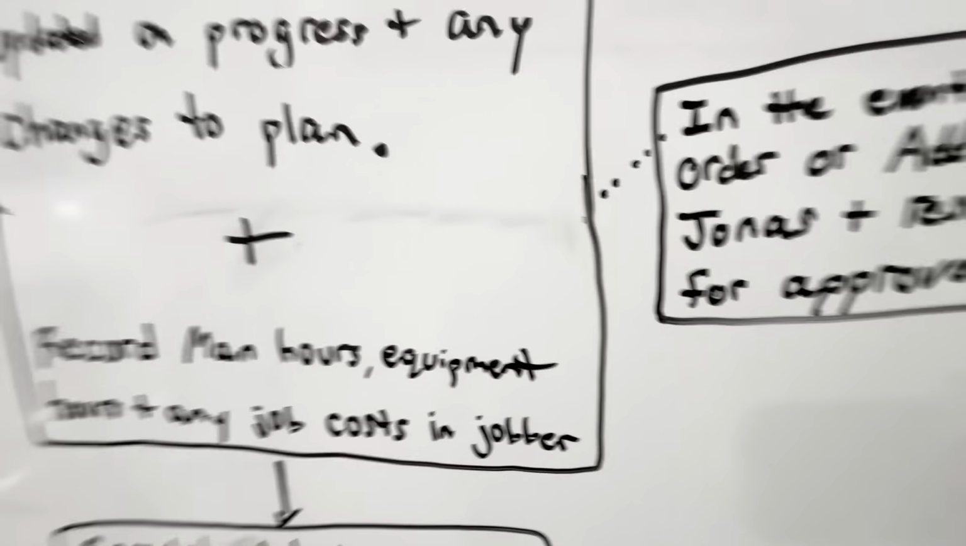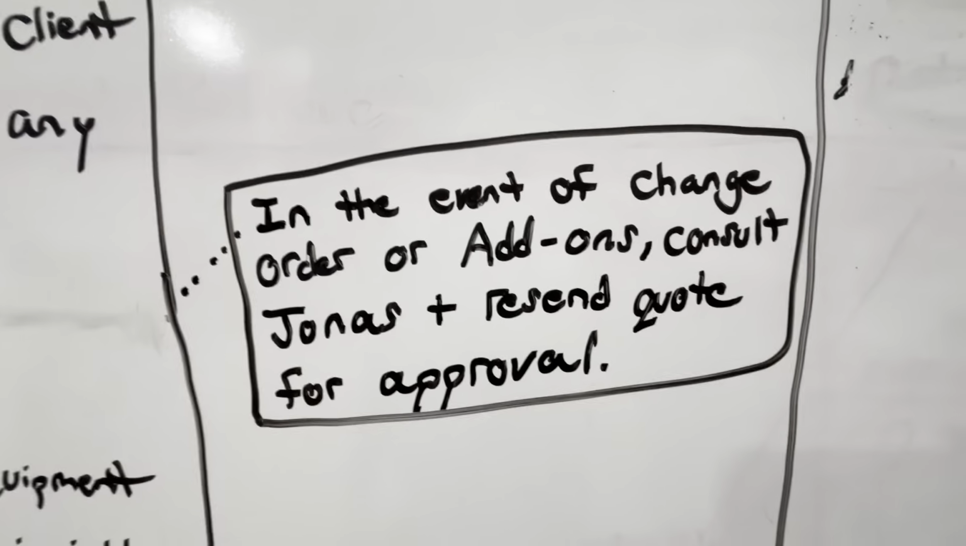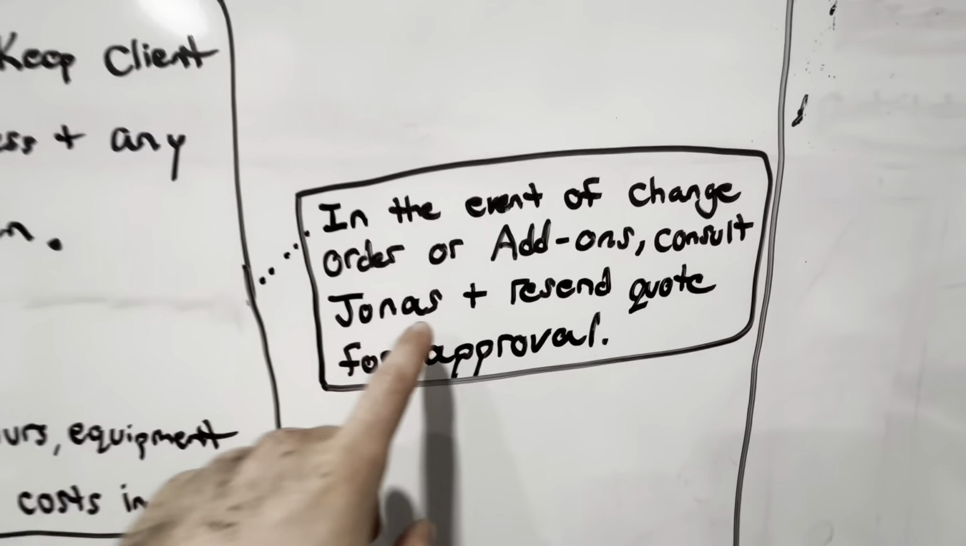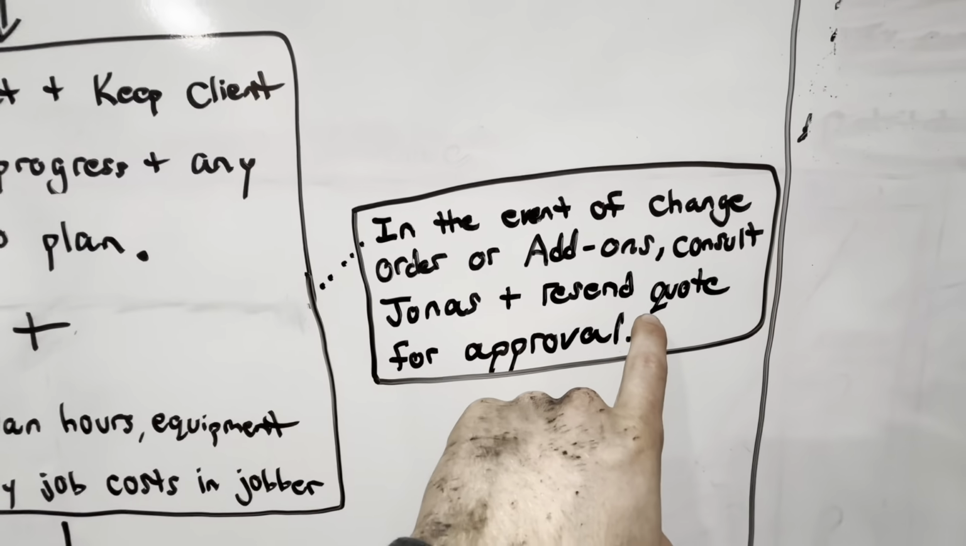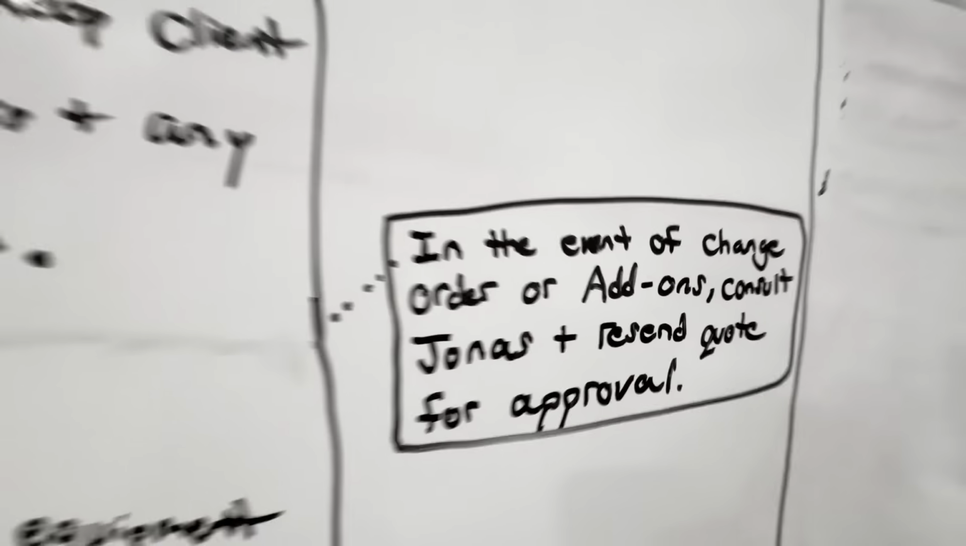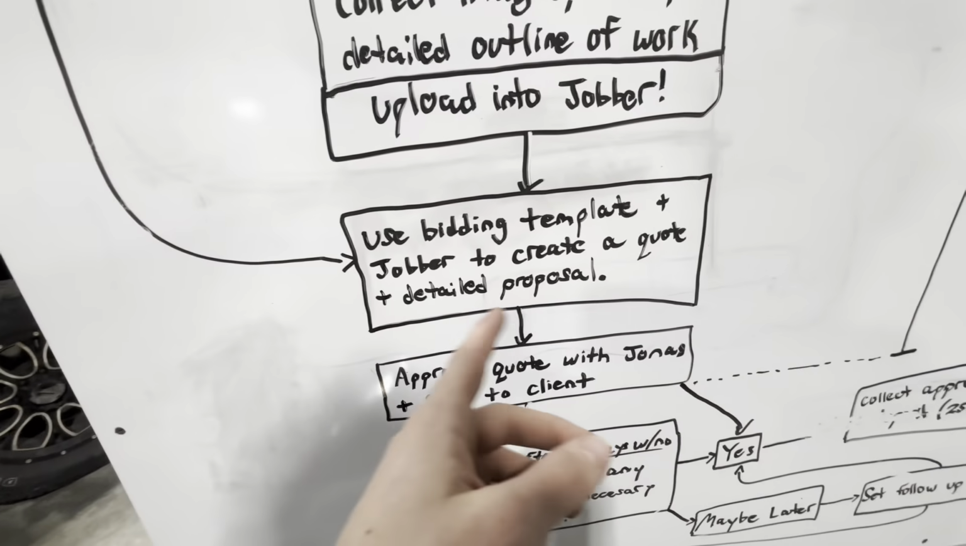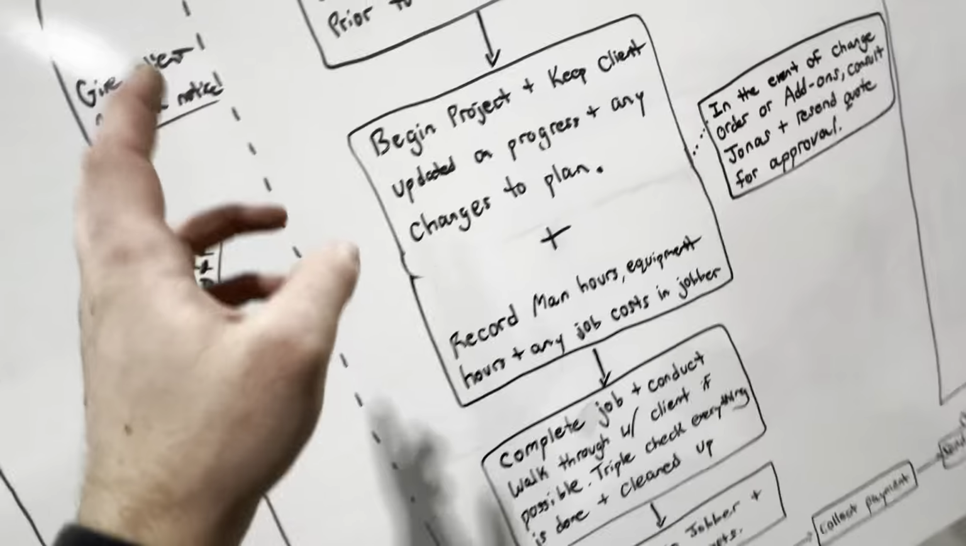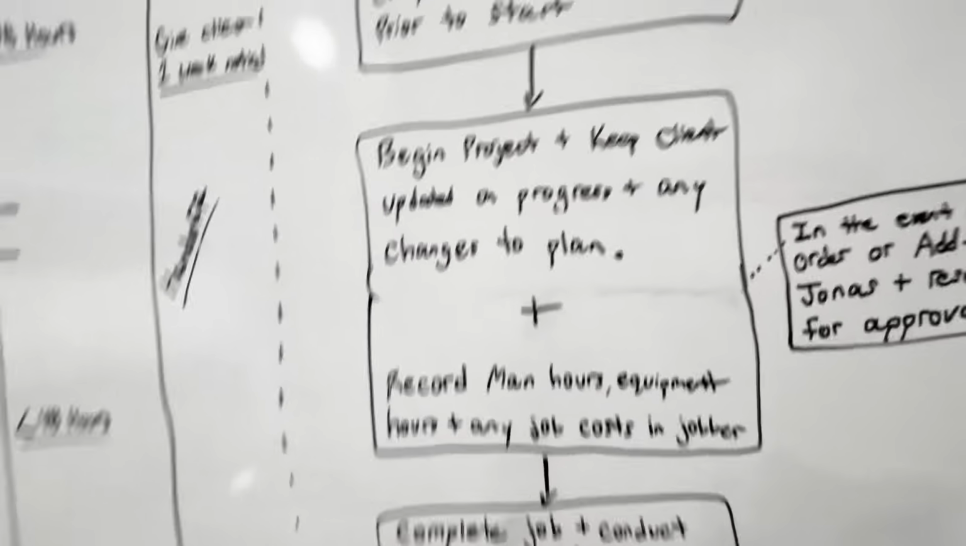Now, a little side note, in the event of a change order where the client changes what they want, add-ons, reductions, consult Jonas, so that's just me, and resend the quote for approval. So that literally brings us all the way back to here, where you have to use the bidding template, create the new proposal, and get it approved, and then send it to client for approval. Boom, and then you're just back to here again, obviously.